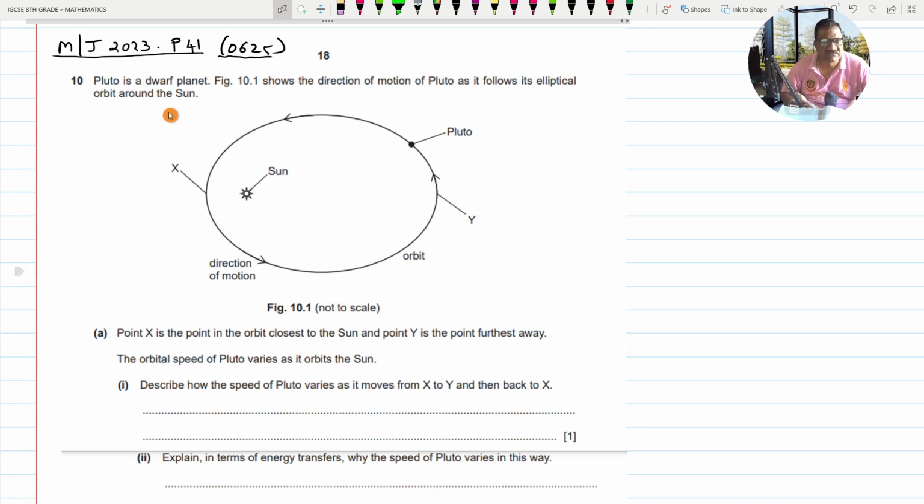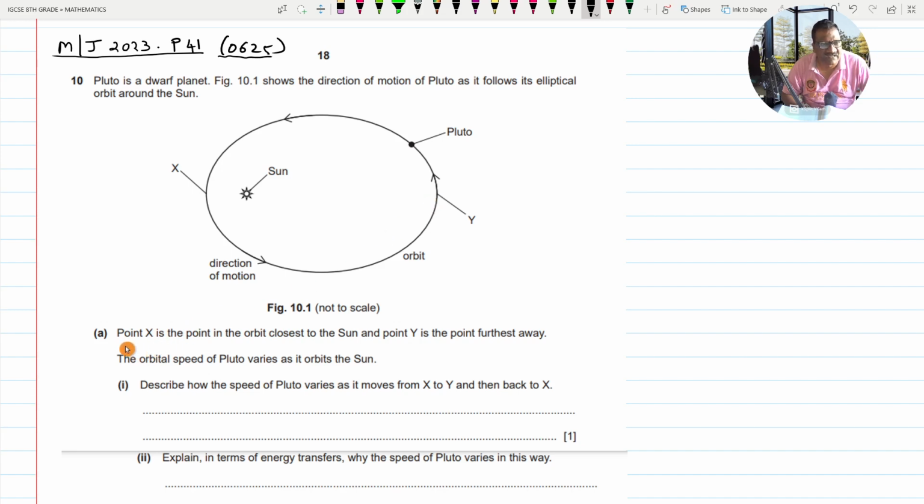Question number 10 says that Pluto is a dwarf planet, and that is shown in this figure 10.1, and it shows the direction of the motion of Pluto as it follows an elliptical orbit around the sun. You can see that the sun is at the focus of this ellipse, and the planet Pluto is following this particular path, going in the anti-clockwise direction. This is the point X, this is the point Y.